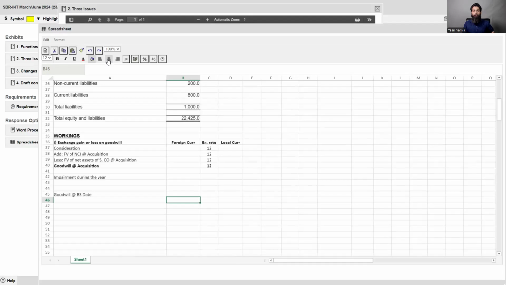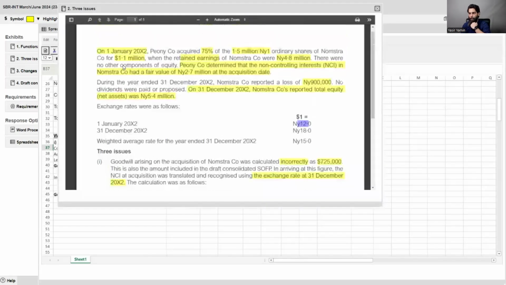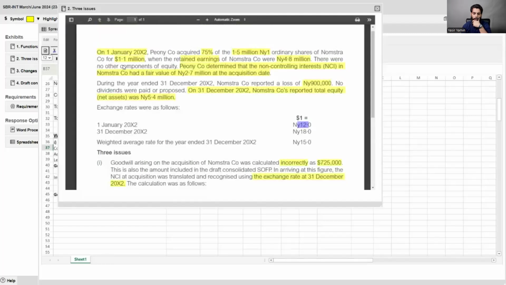I always used to tell you to first solve the whole question in foreign currency, and then translate the foreign currency into local currency. So I need to solve this whole question in foreign currency first. I'll start with the consideration. Can anybody tell me what's the consideration that we paid to acquire S company? You go and see, the consideration that we paid is $1.1 million.